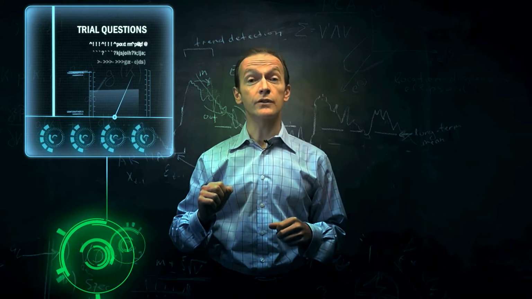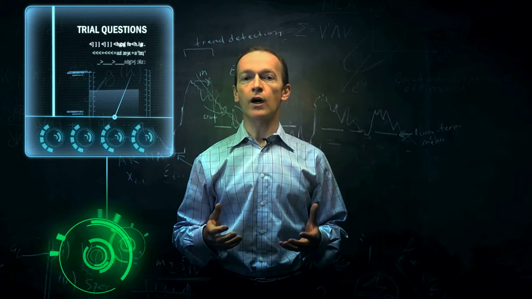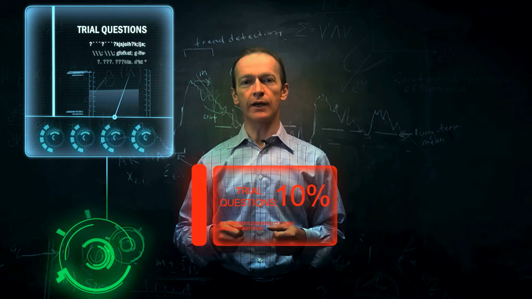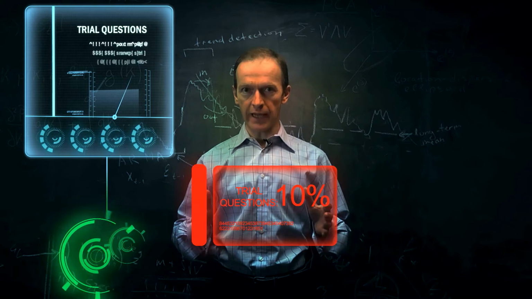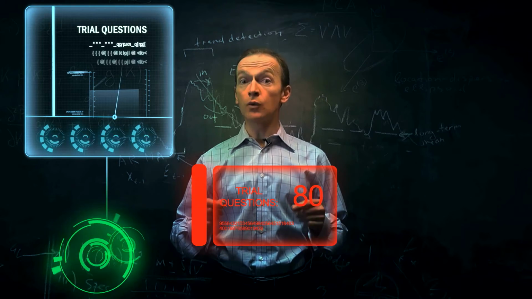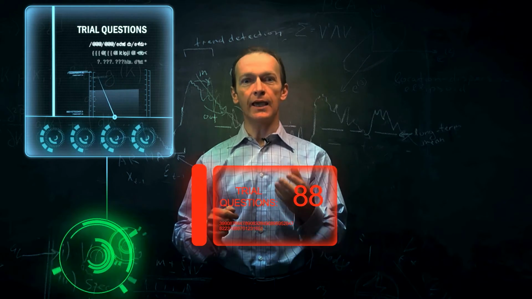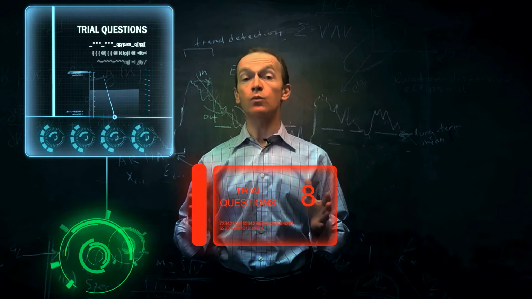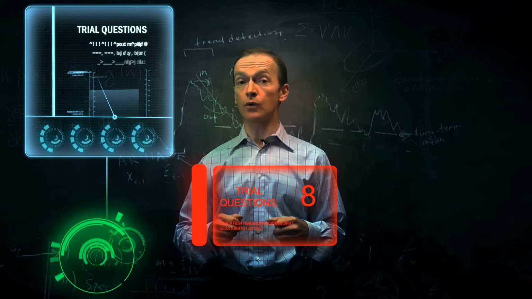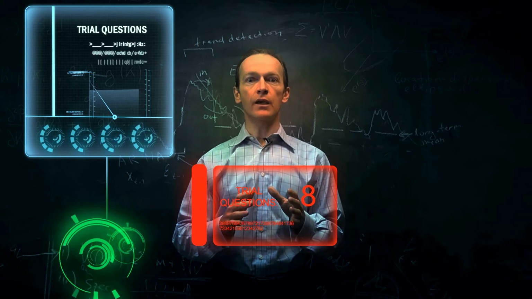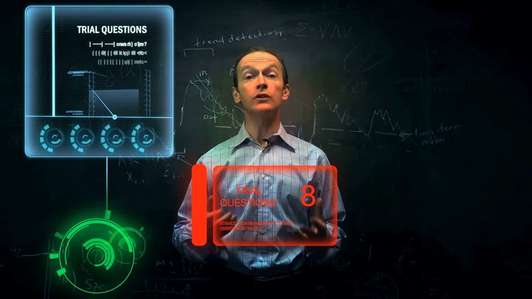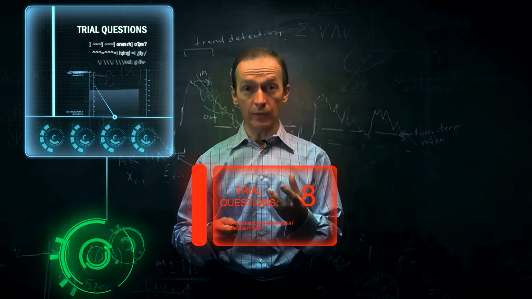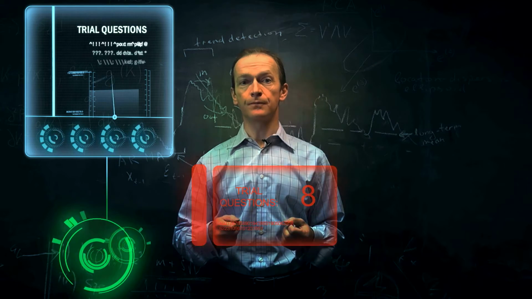Trial questions. In every exam there are trial questions, up to 10% extra questions in your exam. So if you're expecting 80 questions in the exam, you will probably get 88 questions in the exam. Those additional 8 questions won't count towards your final score, but you don't know which ones they are in the exam itself, so you do need to answer every single question as if it were a genuine question.